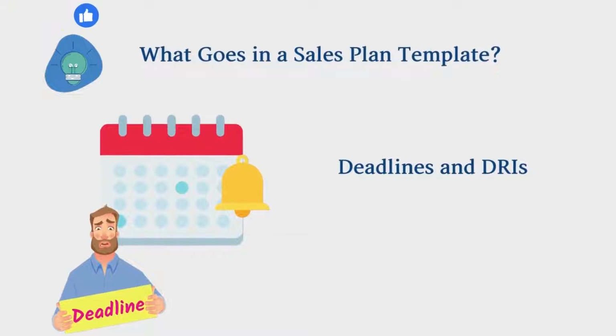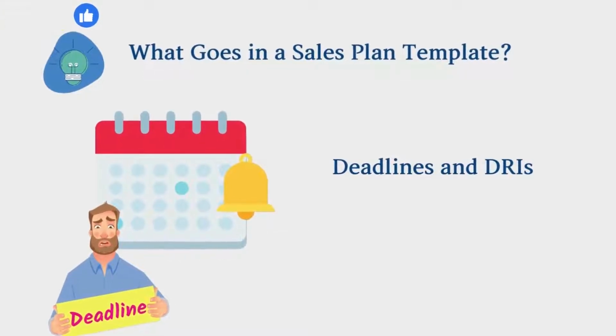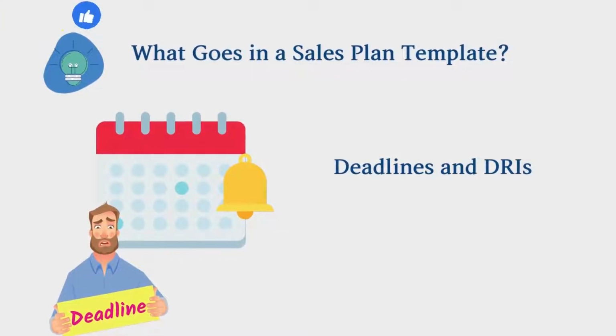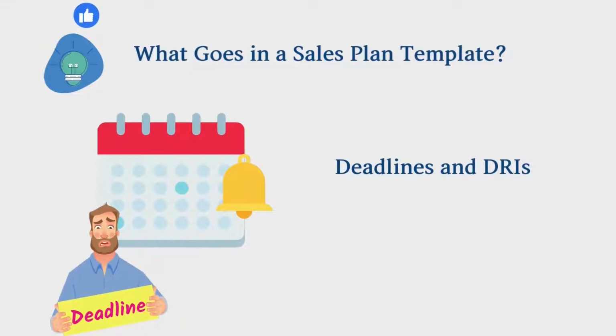Next is deadlines and DRIs, or directly responsible individuals. Here you have to outline any important dates for deliverables and list who is accountable for their completion. It is better that you create this using an Excel form, where it is easier to put the names of the persons and the dates, so it would be easy for you to create that.